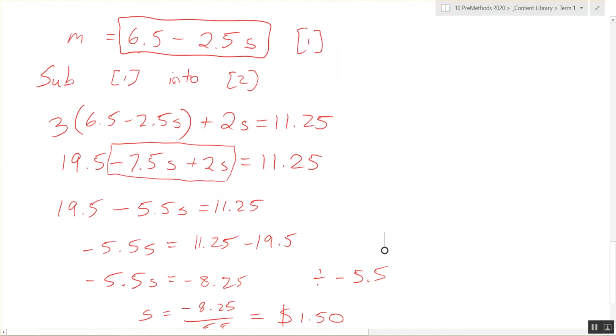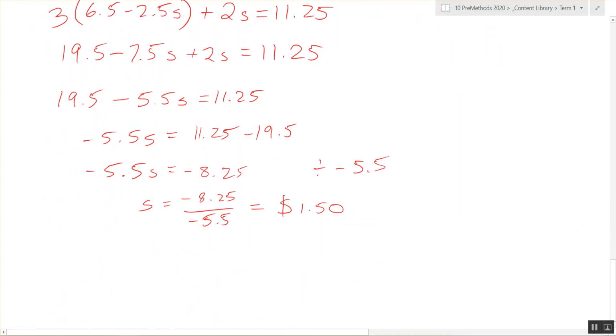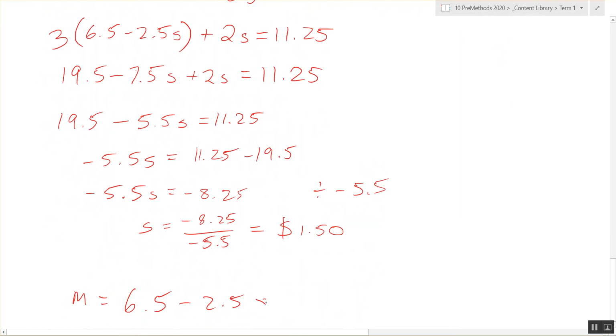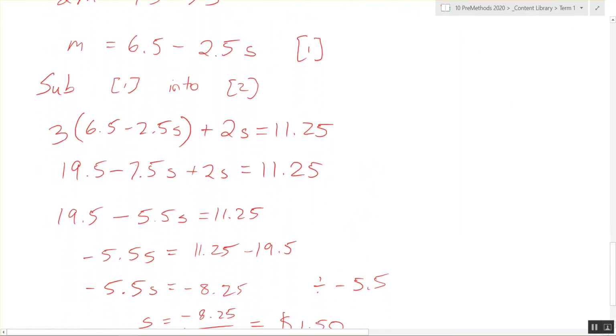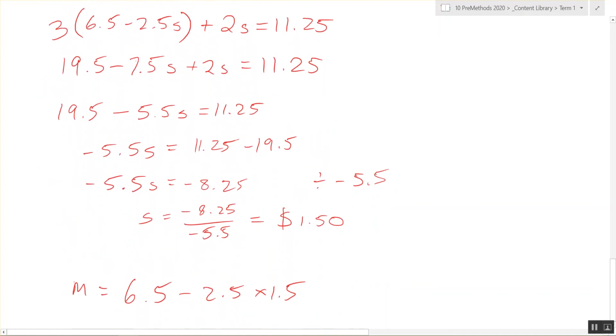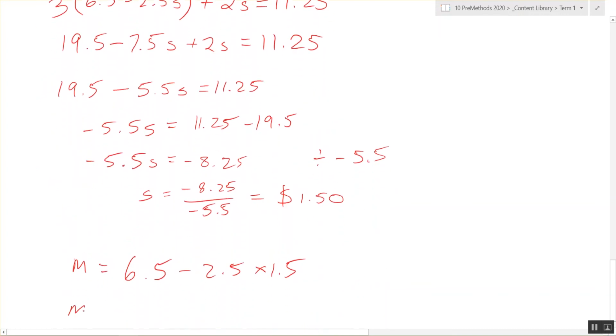Yep, so I'm going to use this equation, number 1. M equals F times 1.5. Just double check I've done that. Yep. Okay, so the Mars bar, pretty expensive. Depends if it's a mini one or if it's a big one.